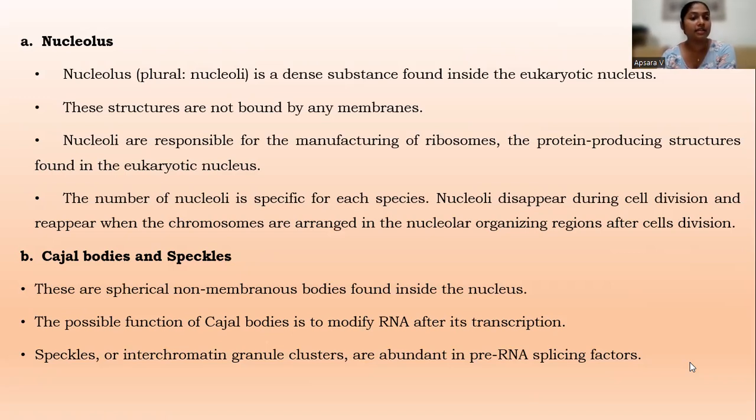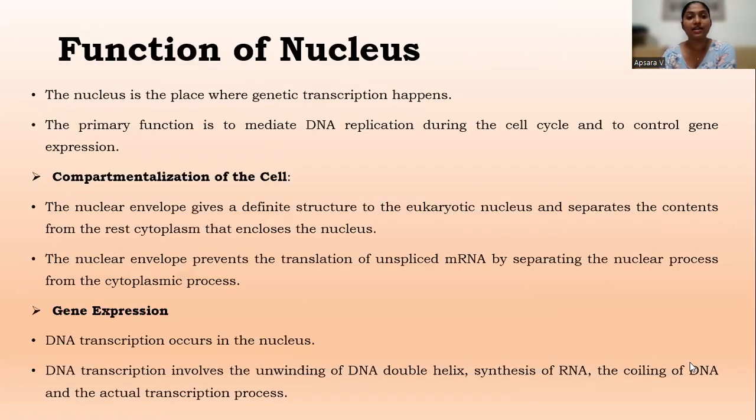These are spherical, non-membranous bodies found inside the nucleus. The possible function of Cajal bodies is to modify RNA after its transcription. Speckles or interchromatin granule clusters are abundant in the pre-RNA splicing factors. Now, what is the function of the nucleus?